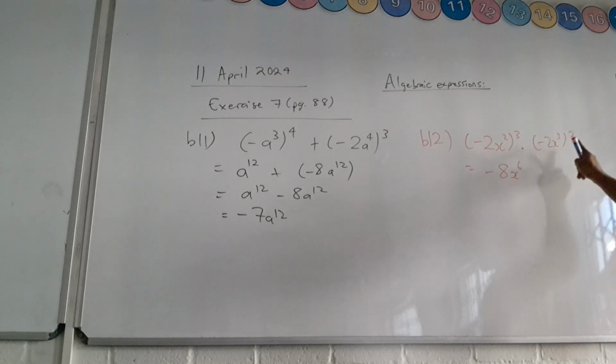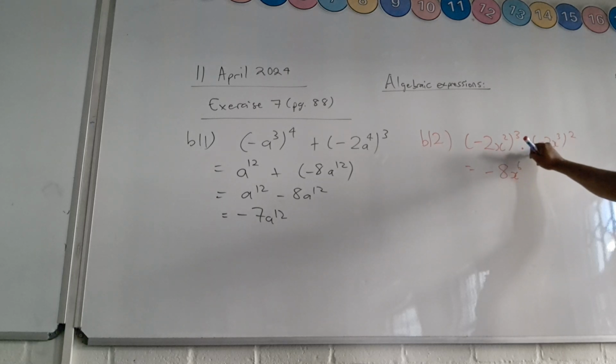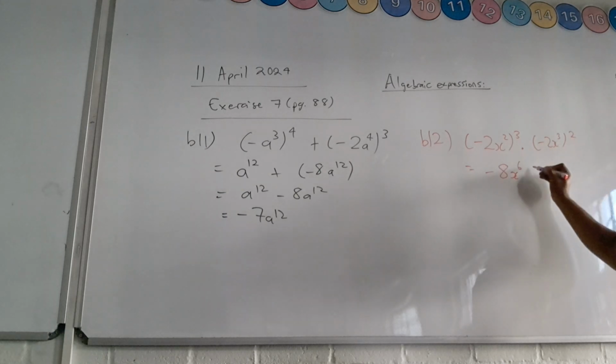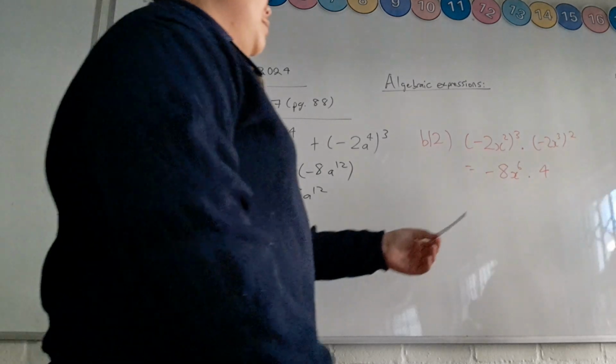So a negative number raised to an even exponent becomes overall? No. A negative number raised to an even exponent becomes positive. It's just 4. So it becomes 4.